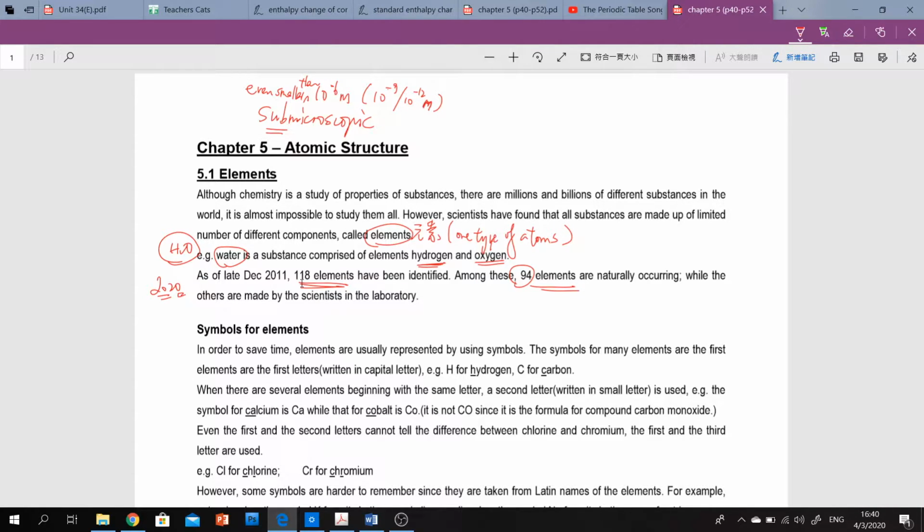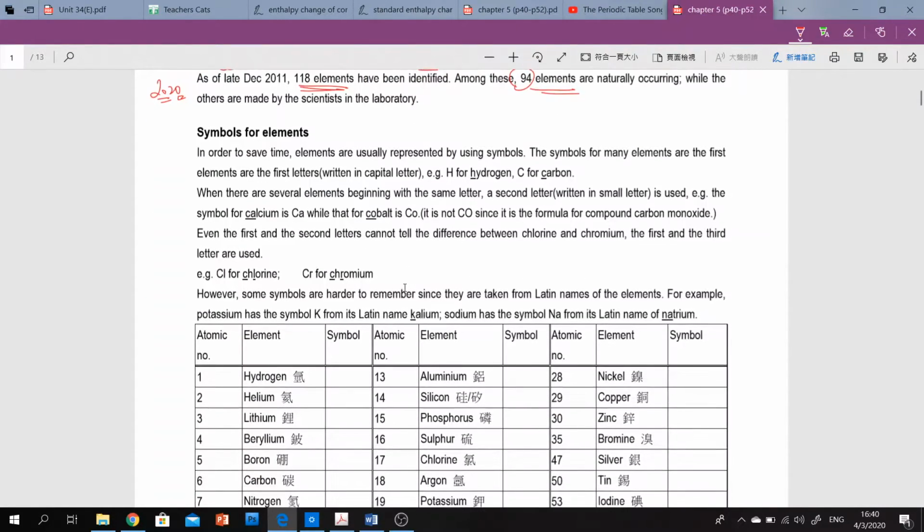So because of that, we have quite a number of different combinations of those elements, and hence there are billions of different substances in the world. All of them are just combinations of those elements. Now, scientists love to talk to each other using a shorthand method, so they came up with what we call symbols. Symbols are a very easy way to tell which is which.